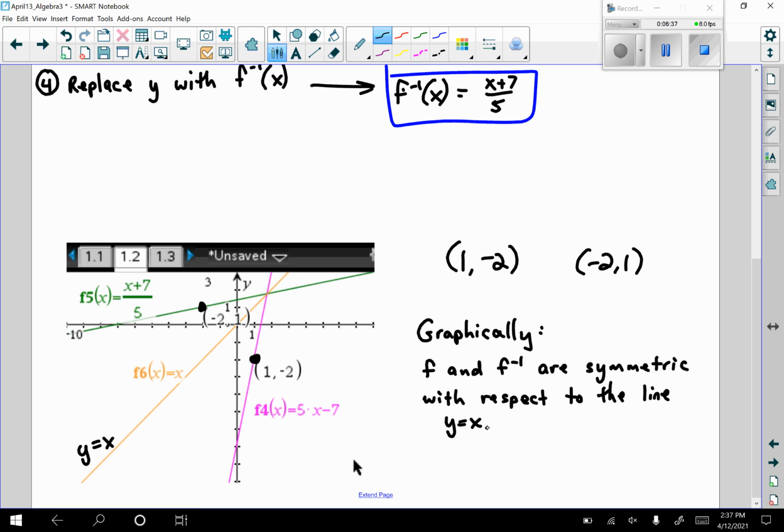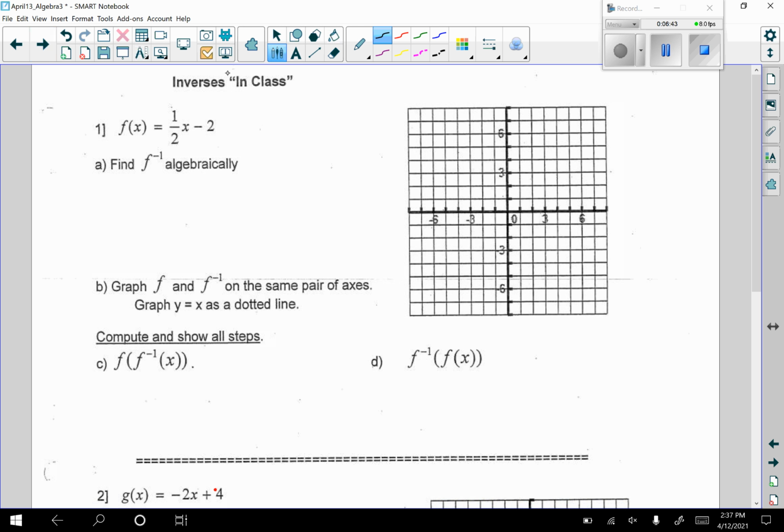All right, so now we're going back to that handout. We're going to try a few problems from it. So we're first going to take a look at number 1. And again, this is why I prefer, if you can print it out, please do so, because you're going to need this little coordinate plane. So for 1a, we want to find the inverse algebraically. So we're going to start going through those 5 steps.